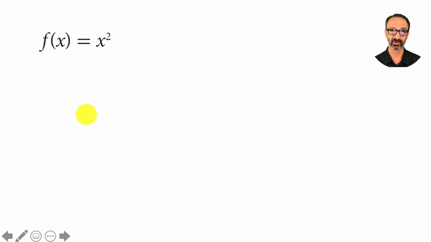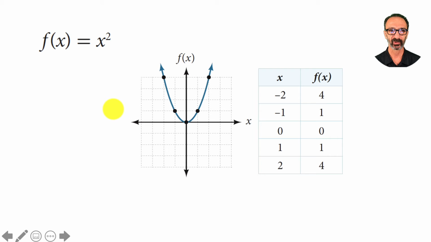Y equals x to the second is a second degree function. It's a simple second degree function. We call it in higher math the parent function. This is how we graph it. You plug in 0, you get 0. You plug in 1, you get 1. But when you plug in 2, you go all the way up to 4. If you plug in negative 2, negative 2 squared is positive 4, as you could see. And this is called the quadratic function.